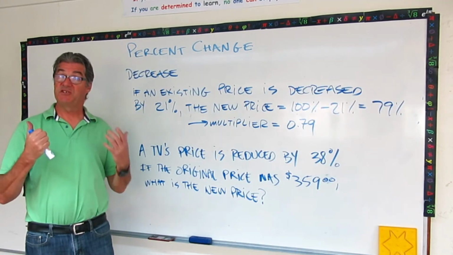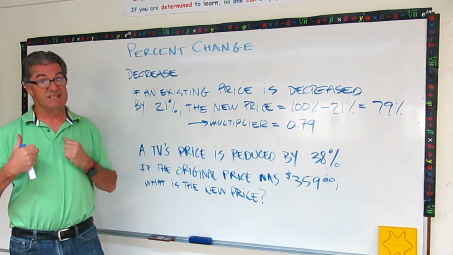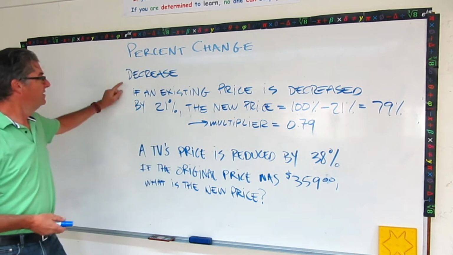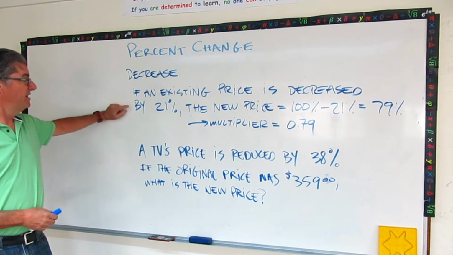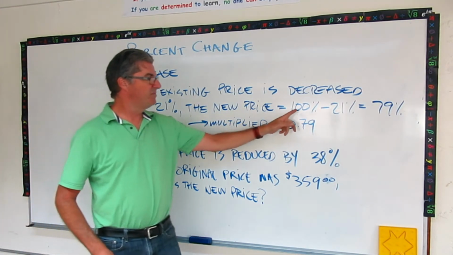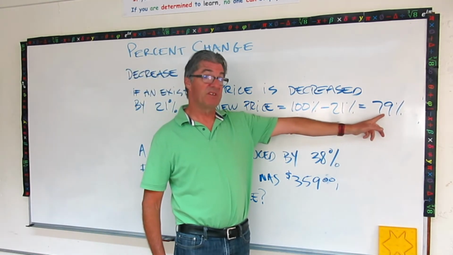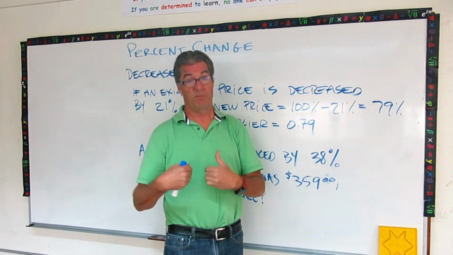Okay, let's take a look at a decrease. The last one was a percent increase. This one is a percent decrease. So if an existing price is decreased by 21%, then the new price would just be 100% minus that 21%, or 79% of the original price.